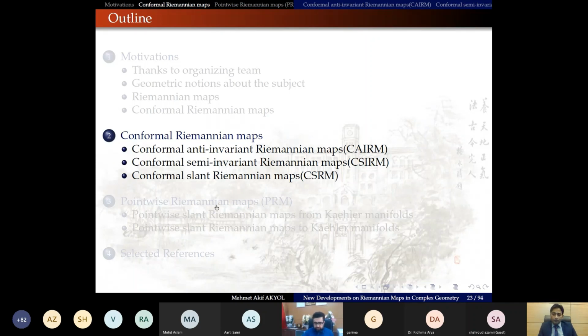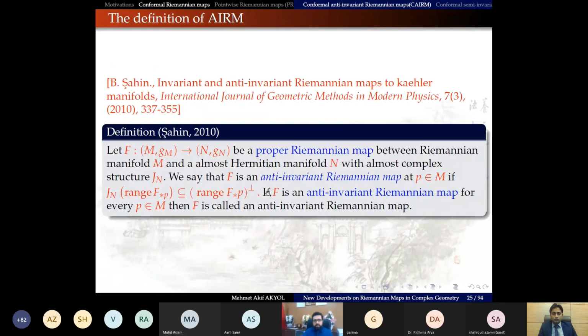Now I'm going to introduce three new conformal Riemannian maps. The first one, in 2010, Bayram Sahin defined invariant and anti-invariant Riemannian maps. M is a Riemannian manifold, N is an almost Hermitian manifold. If we have these conditions, it means that when you take any vector field in the range of the map under J, the almost complex structure of N, this vector will be inside the perp of the range. So we call this map an anti-invariant Riemannian map.